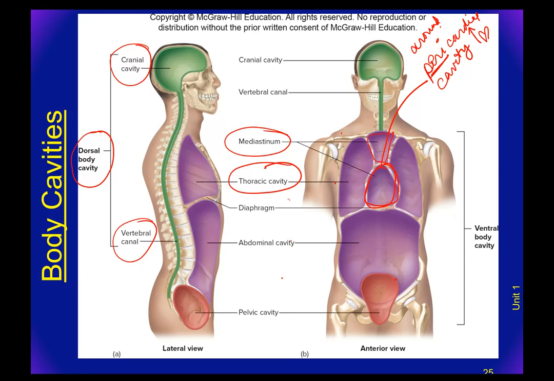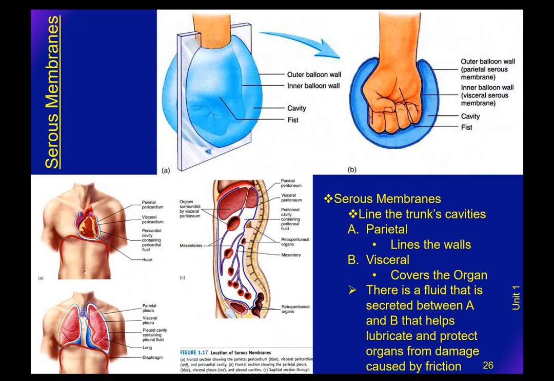How many lungs do you have? Two, right? One, two. We have cavities surrounding those two. They both have the same name. They're called the pleural cavities. So plural, think of more than one, because you have two lungs. Okay, so those are the body cavities.